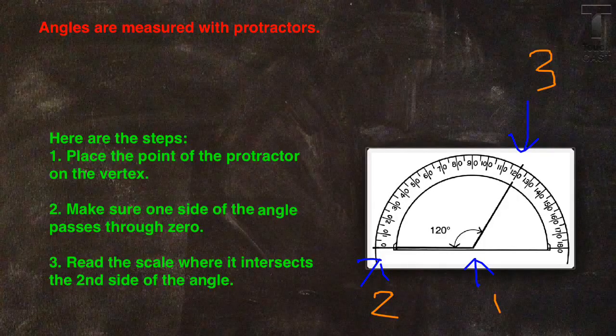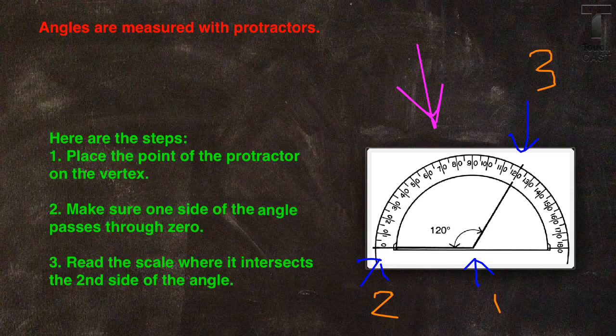So how do we actually measure the angle? Well, we have to use a protractor, and I have a picture of one right here. So here are the steps. Number 1, we want to place the point of the protractor on the vertex. The point of the protractor is going to be on the bottom in the very center. You'll just line that up with the vertex of your angle.